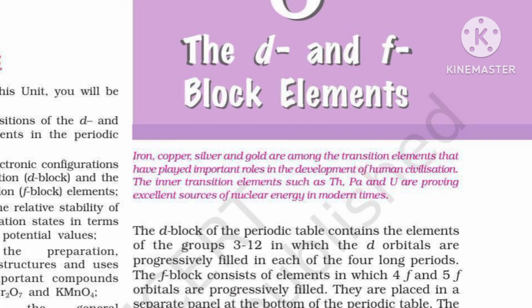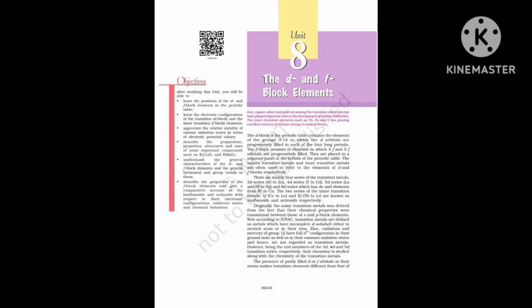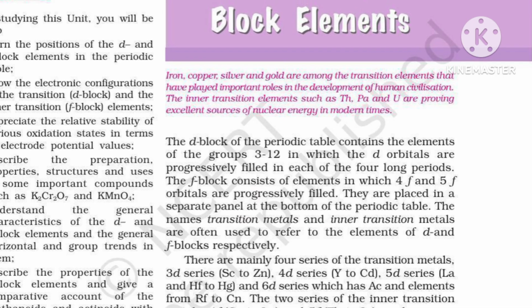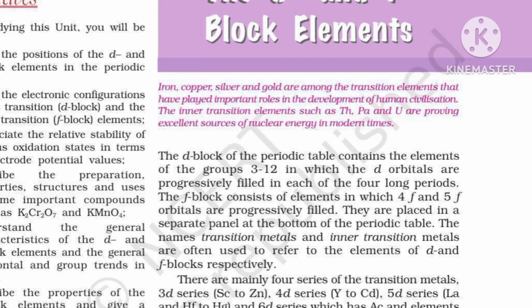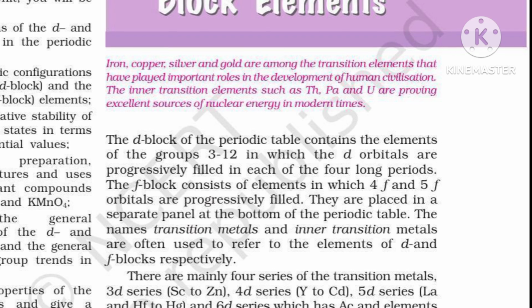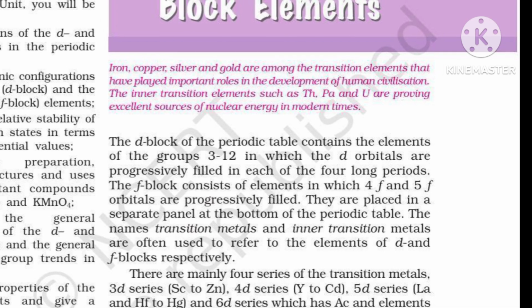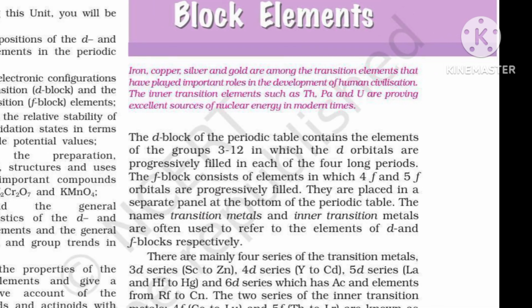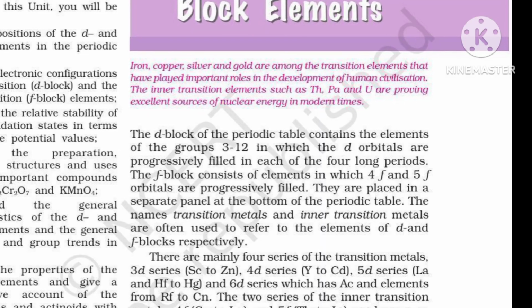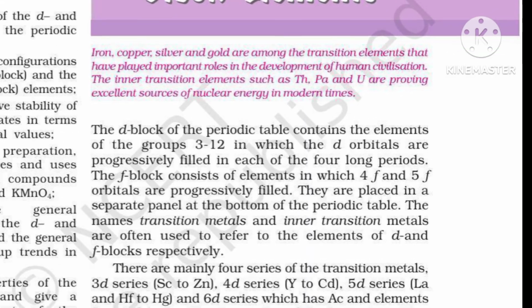The d block of the periodic table contains the elements of groups 3 to 12, in which the d orbitals are progressively filled in each of the 4 long periods. The f block consists of elements in which the 4f and 5f orbitals are progressively filled. They are placed in a separate panel at the bottom of the periodic table.